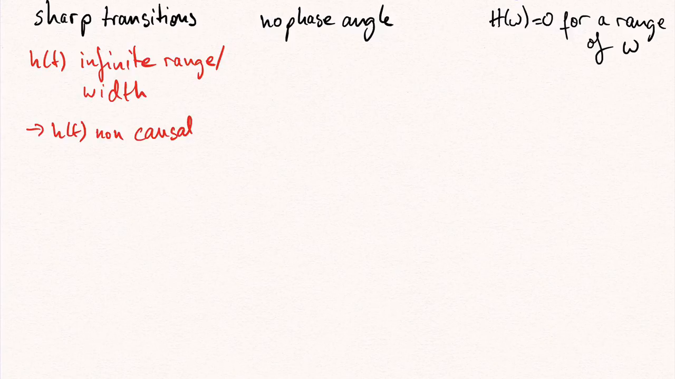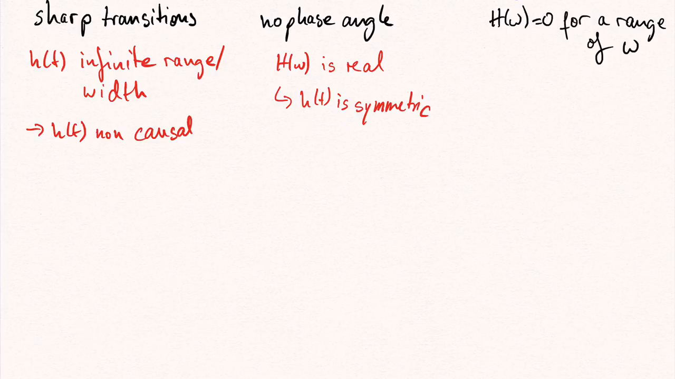Requiring that an ideal filter has no phase angle implies that h of omega is a real function. But as we know, if a signal is real valued in one domain, it must be symmetric in the other, so that h of t must be symmetric, which also implies again that h of t is non-causal.